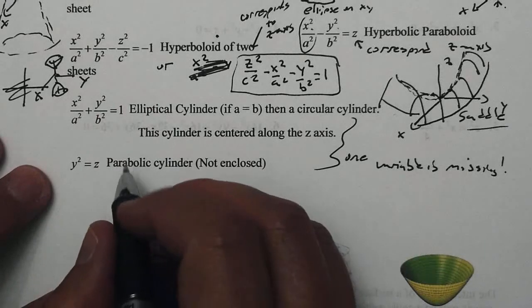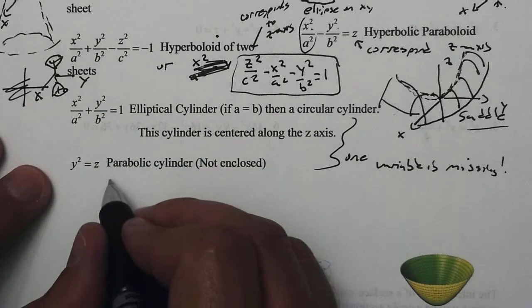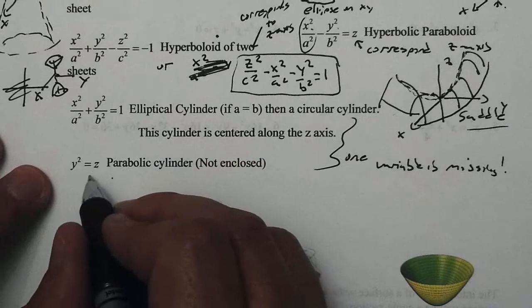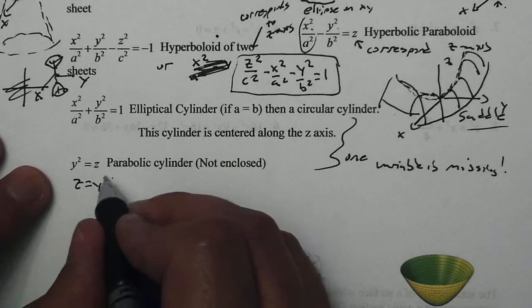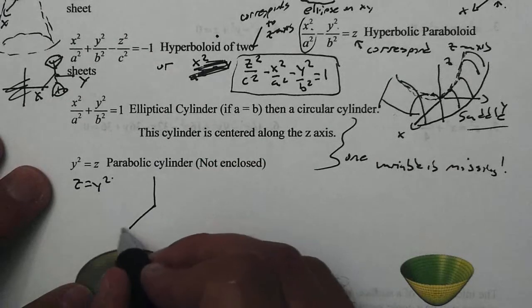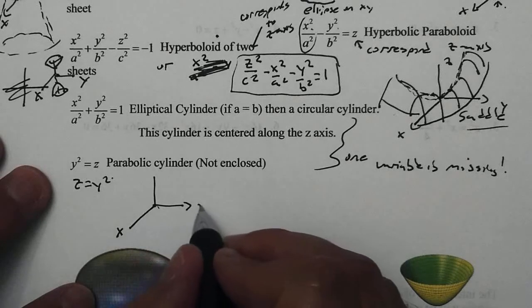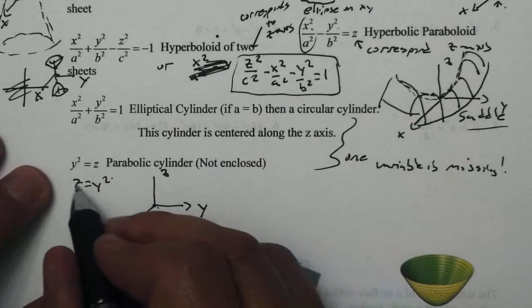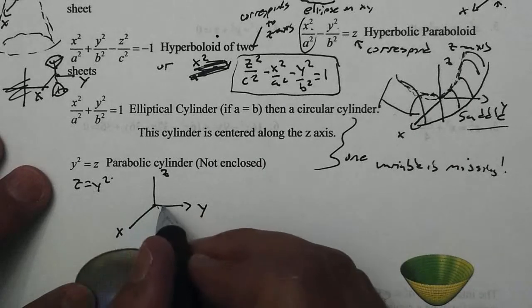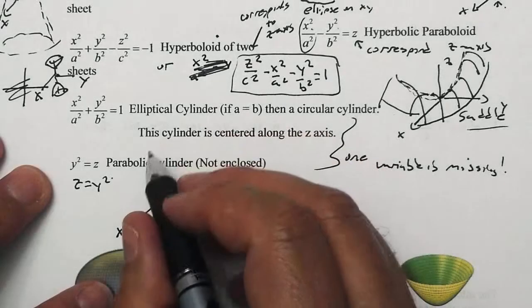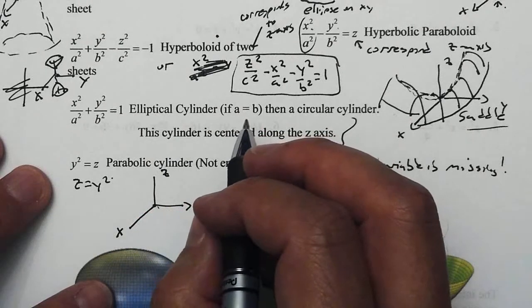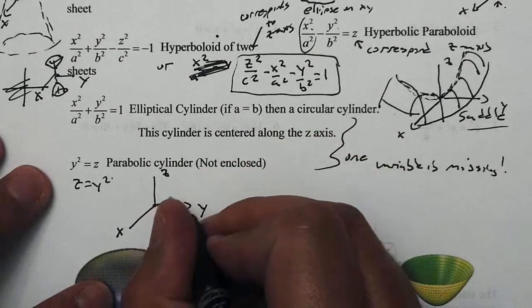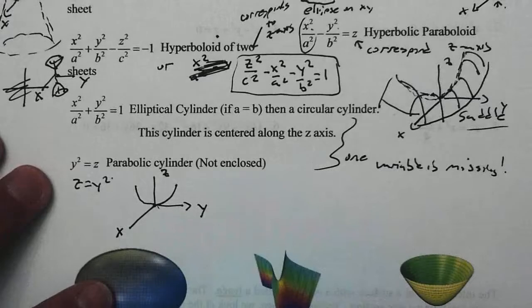Here we have what's called a parabolic cylinder. So let's see what this looks like. Y squared equals Z, right? Or basically Z equals Y squared. If I were to graph this, there's X, there's Y, of course there's Z. This is a parabola on the YZ plane. So it would open kind of like this. There would be our parabola.